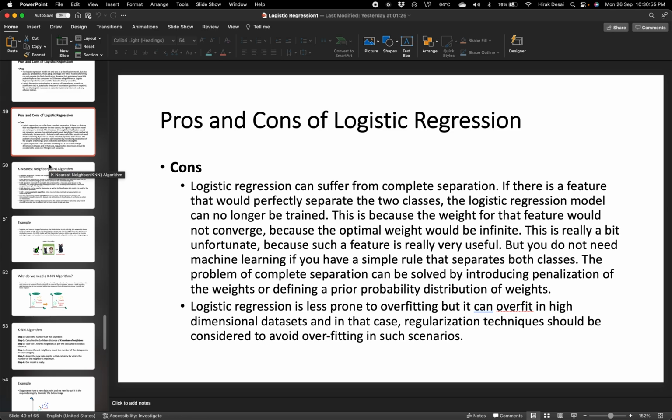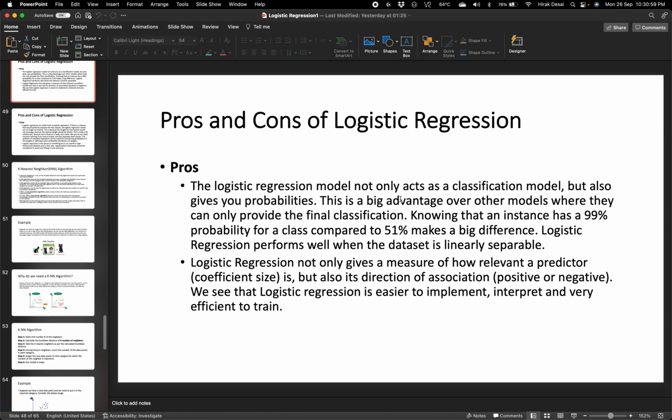Then there are the pros and cons of logistic regression. Let's see the pros first. It provides probability as well as a classification model. It works well when the data set is linearly separable. Logistic regression not only gives a measure of how relevant a predictor is, it also gives the association of the coefficient sizes: is it positively associated or negatively associated?